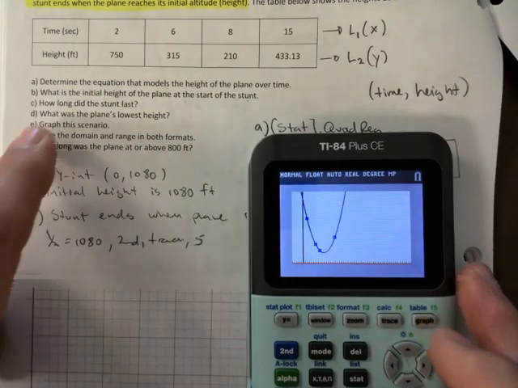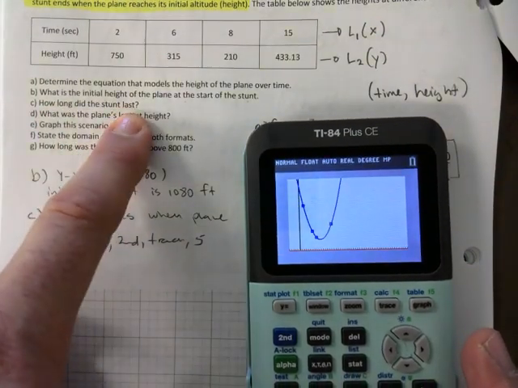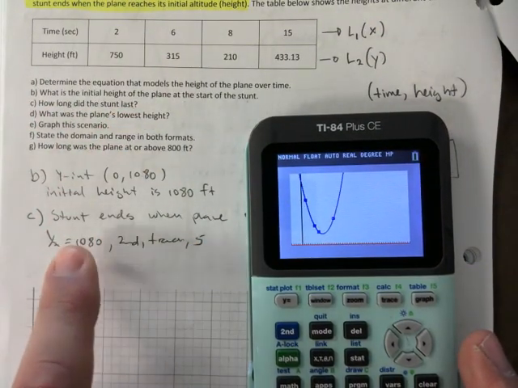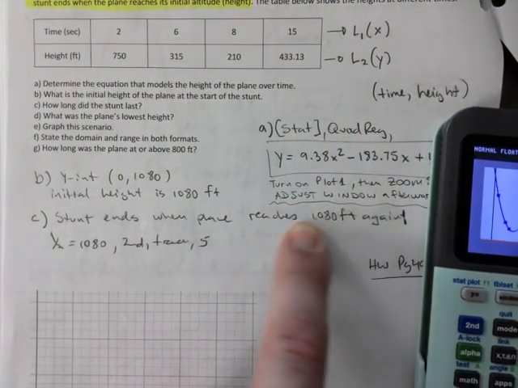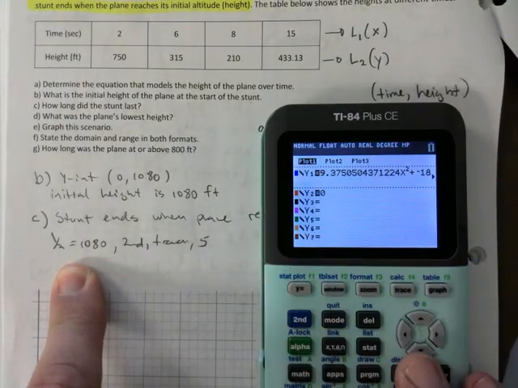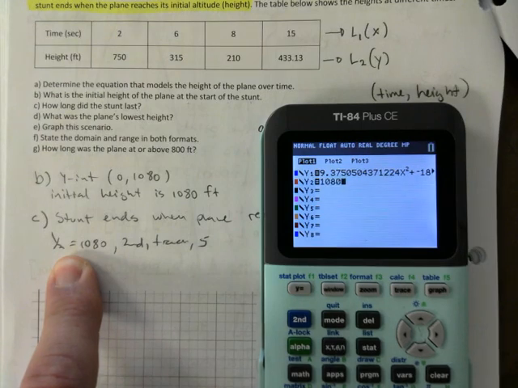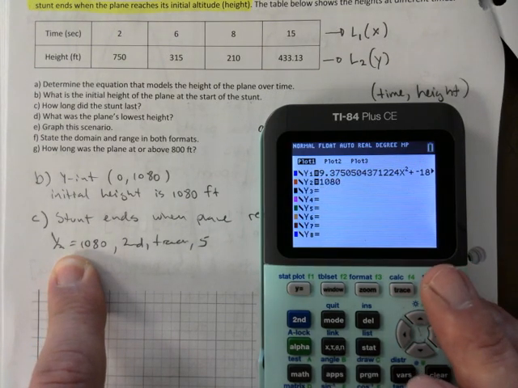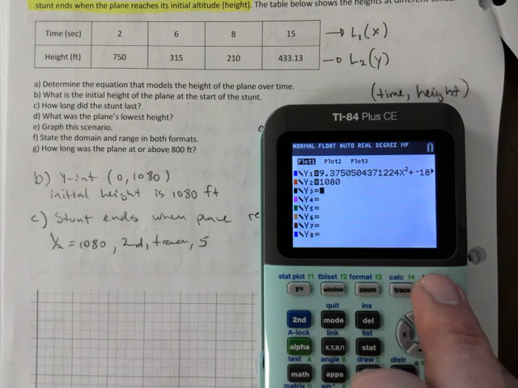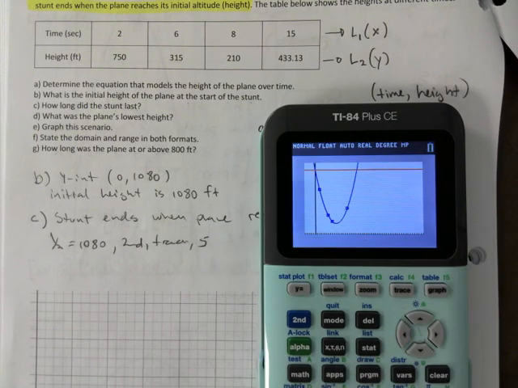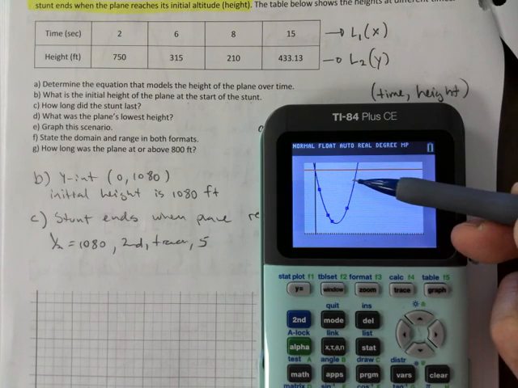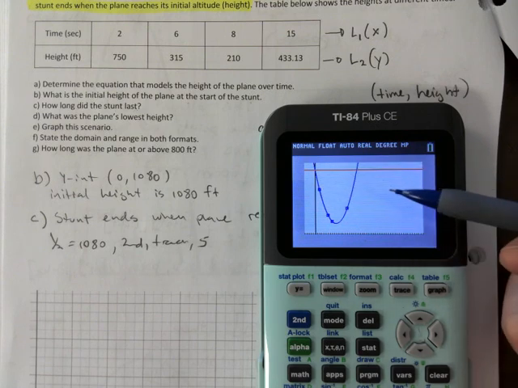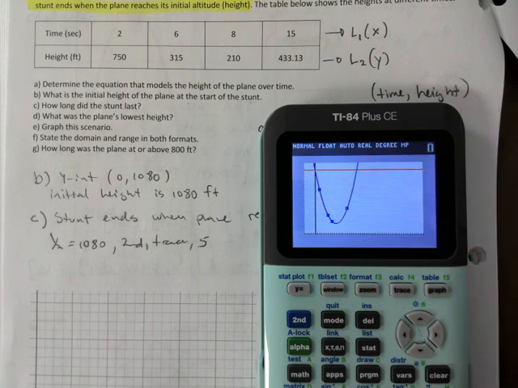We ended with how long was this? How long did the stunt last? That's where we ended up with here. Well, the stunt will end when the plane reaches 1080 again. This is your initial height. So we went y equals y2 is 1080. Then we hit graph. There we go. So the stunt starts here at 1080 and then it ends here. So the time that went by, right? The horizontal? The curve? Okay. 1 second.